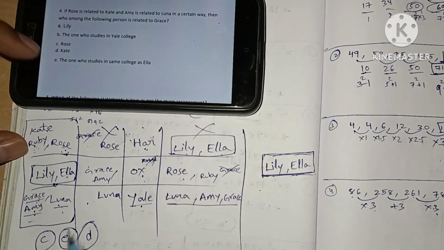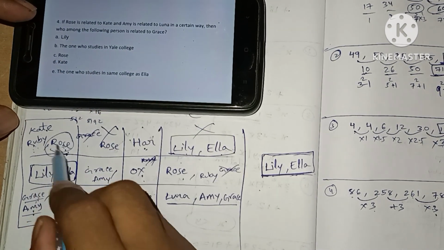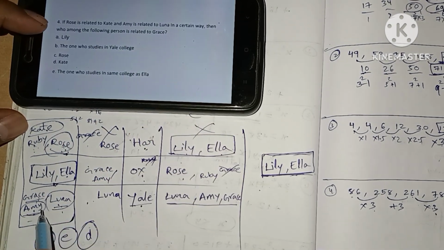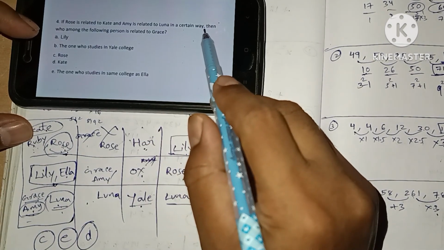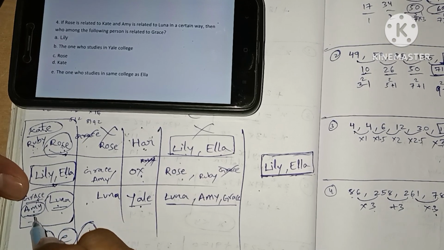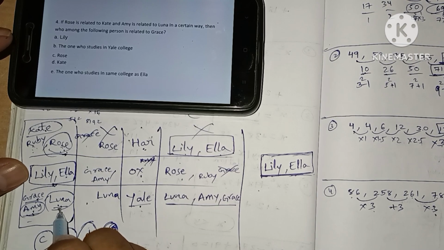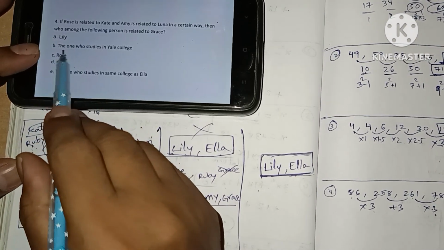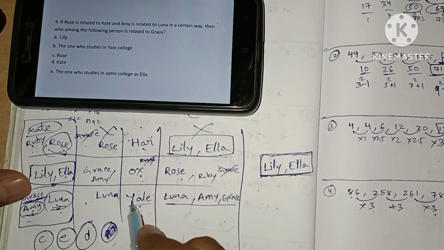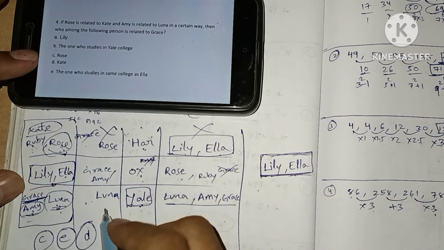Next, fourth question. If Rose is related to Kate and Amy is related to Luna, so they are in the same colleges, talking about the relation, then who among the people is related to Grace? So related to Grace, there must be Amy and Luna, two people with her. We want to see Luna, but here it is Lily. So the one who studies in Yale College is with Grace. The people who study in Yale are with Grace. So the answer will be option B.